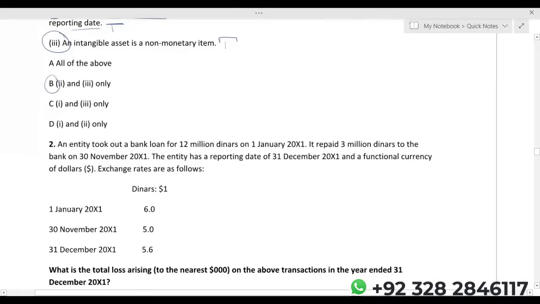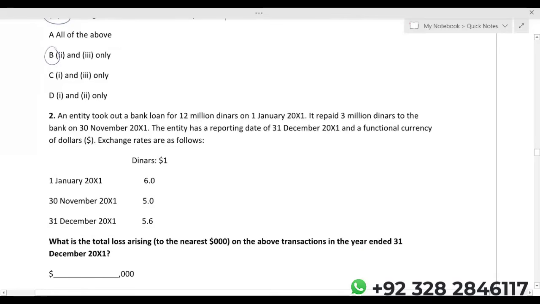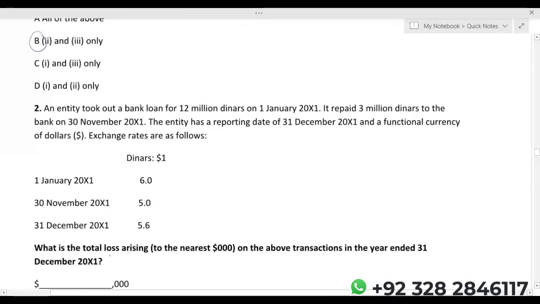Now let's go ahead. Any question? Thank you. What is the total loss arising to the nearest thousand on the above transaction in the year ended December X1? What is the total loss?